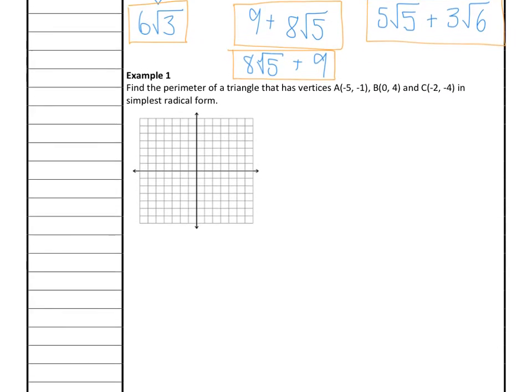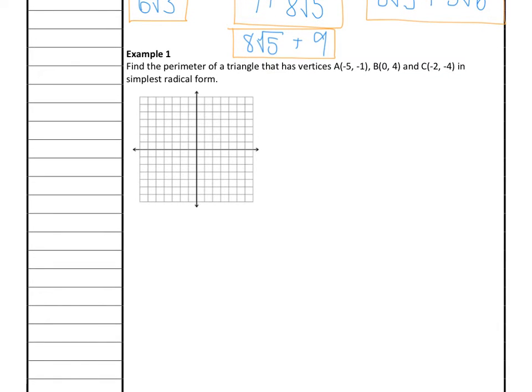Okay. So this example says, find the perimeter, so that's our goal, of a triangle that has vertices A, B, and C in simplest radical form. So what I'm going to do is I'm first going to graph each of those coordinates so I can actually see what kind of triangle I am dealing with.